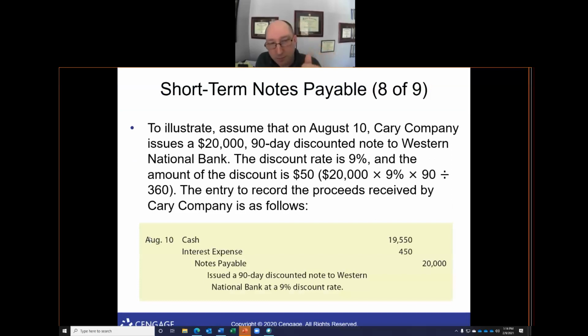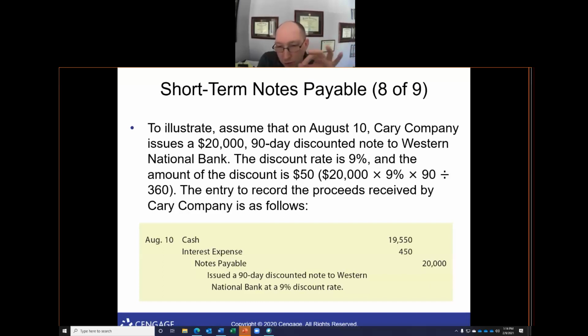So here's how that works. The loan was for $20,000. Instead of the bank giving us the $20,000, they gave us $19,500. Why did the bank do that? It's called a discount. So the way it works is, on a $20,000 loan, the interest rate is 9% for 90 days. Same formula: original face value times 9% times 90 divided by 360 gets us to a discount of $450. Remember, instead of interest, it's discount.